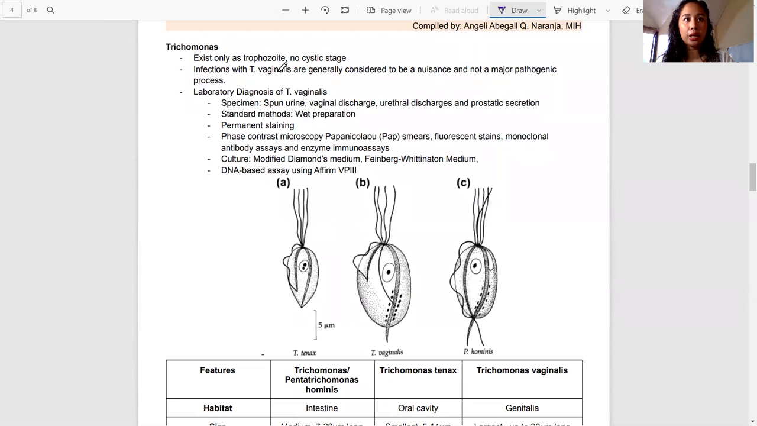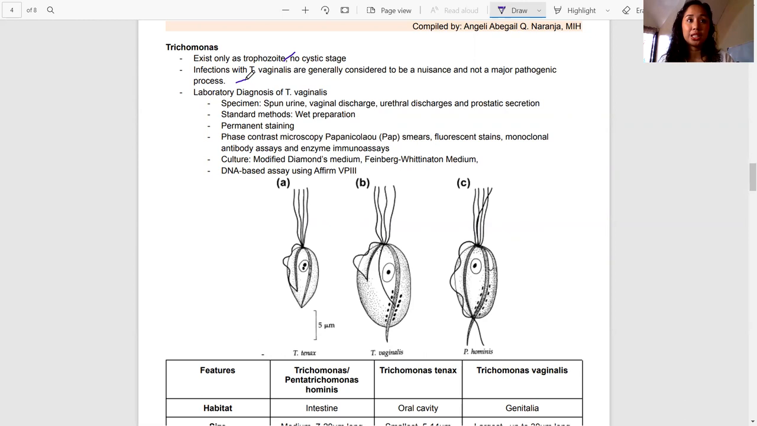So, class, sabi niya, infections with T. vaginalis are generally considered to be no signs. So, it could be cured. Madali lang siya i-cure. It's not that severe. And not a major pathogen. Hindi masyadong malala. So, there's nothing to worry about when you have Trichomonas vaginalis, as long as you treat both of the partners.